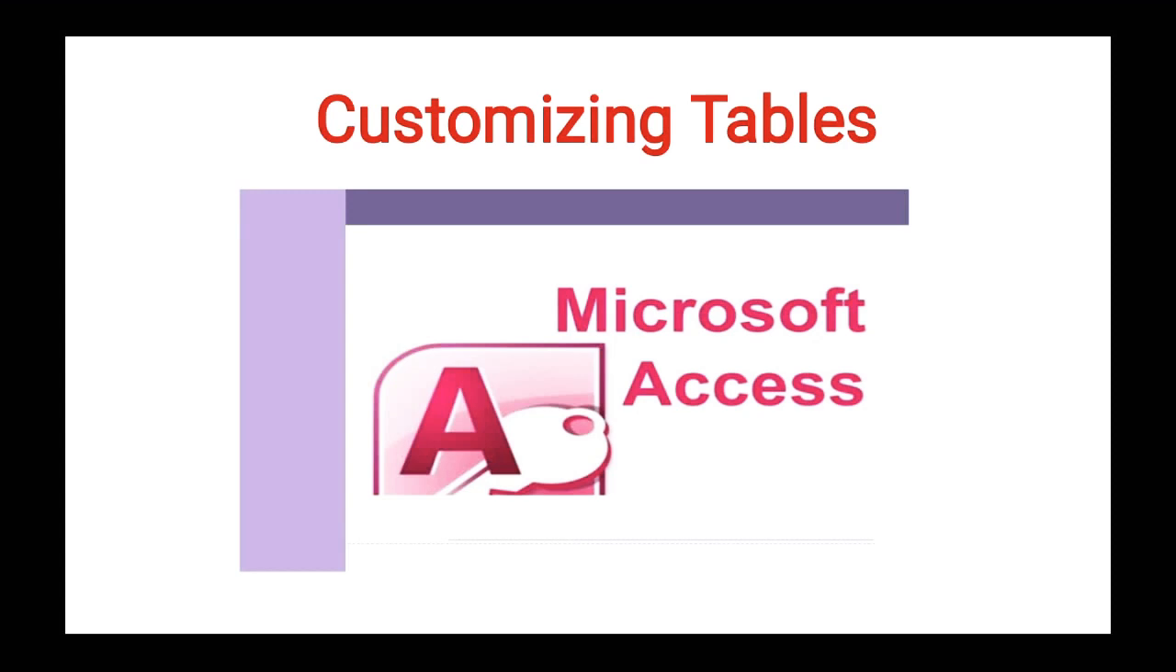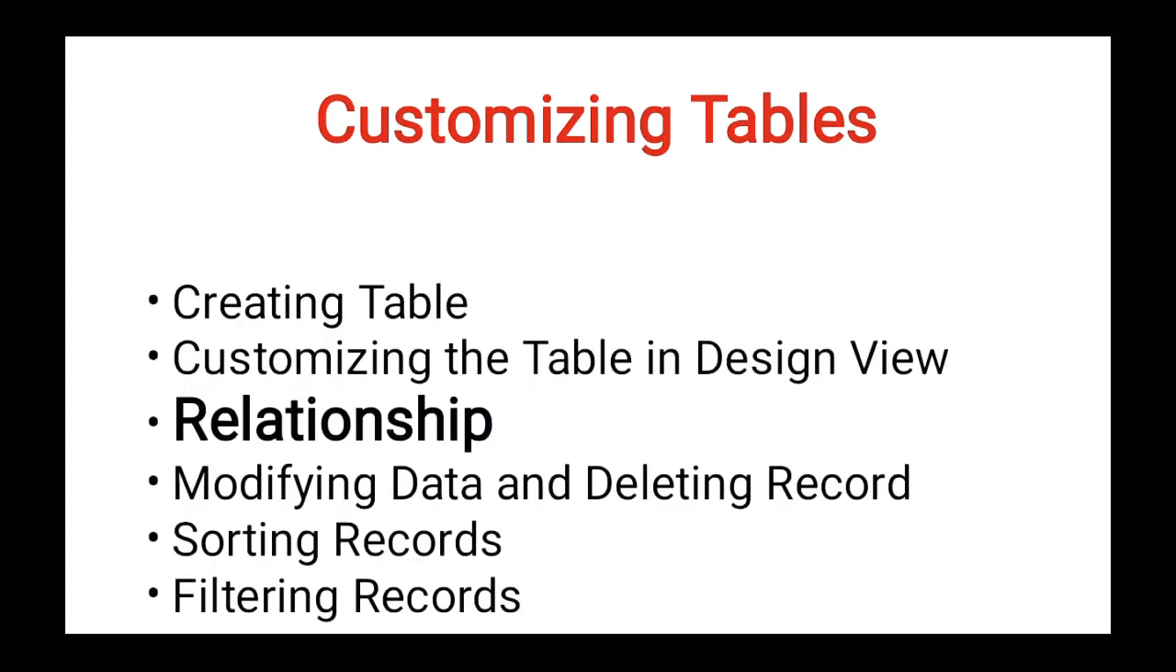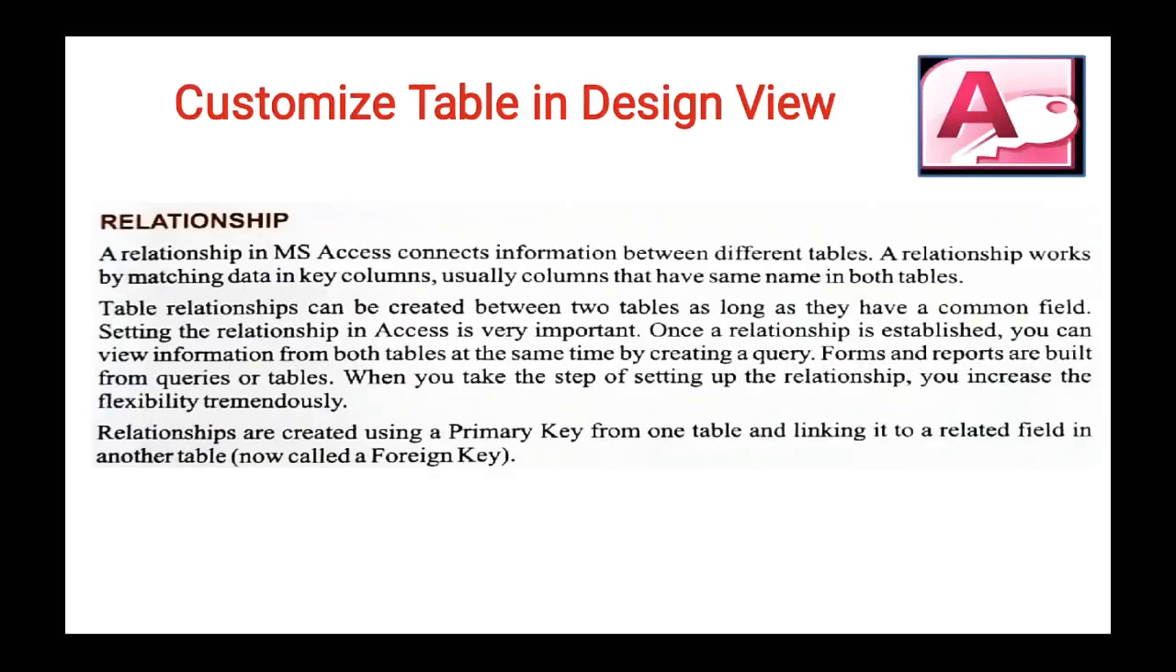In customizing tables in MS Access, we have already learned how to create a table and how to customize the table in the design view. Now we are going to learn about relationships. What is a relationship in MS Access? A relationship in MS Access connects information between different tables. A relationship works by matching data in key columns, usually columns that have the same name in both tables. Table relationships can be created between two tables as long as they have a common field.